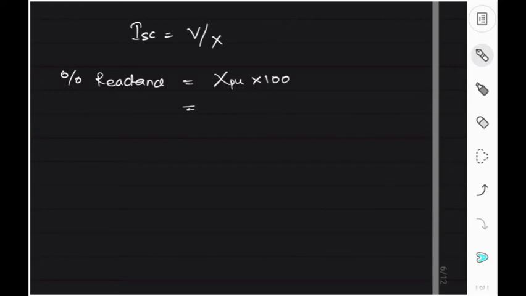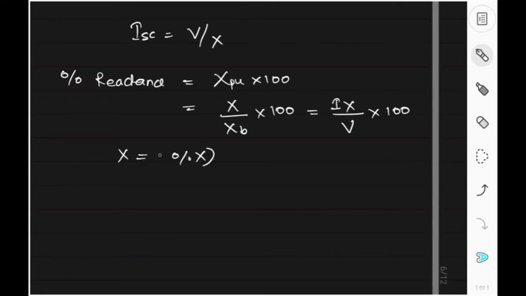Now what is X per unit? X per unit is actual divided by base value. And what is the base value? That will be equal to rated voltage divided by rated current. Now I can write this equation as X is equal to percent reactance into V divided by 100 into I.